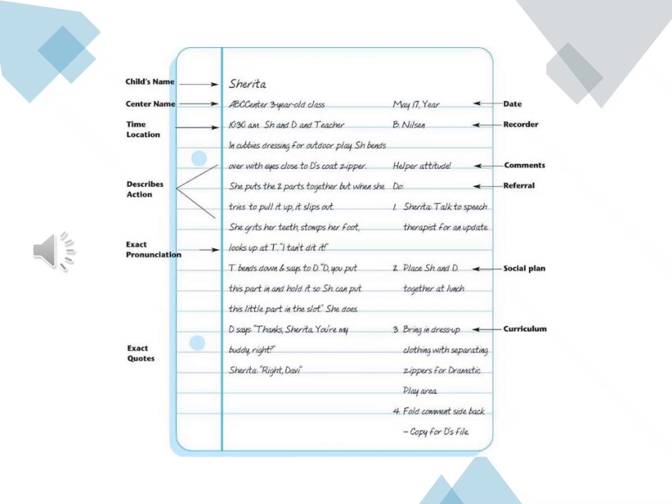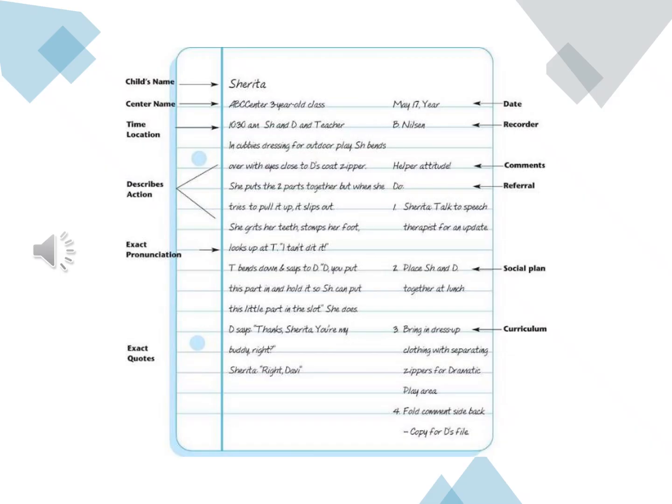So you can see it has the child's name, kind of the when and where things happen. So the time, who the child was with, where the child was in the classroom, the date, who was the one creating the anecdotal record. You can see that there is a factual description of what the child is doing.